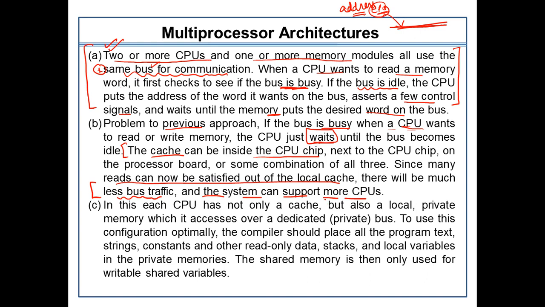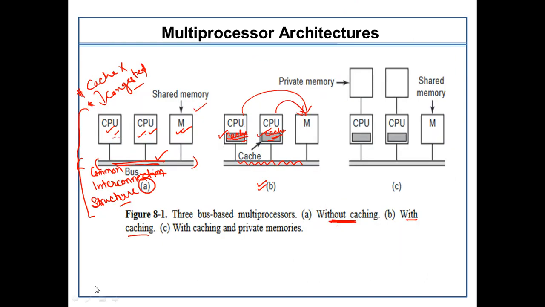Similarly, there is the third architecture. What does it depict? With caching and with private memory. We are further trying to resolve the problem of congestion and enhance the throughput. So to these processors, private memories are assigned, along with the cache provided to them, and the shared memory is also present.